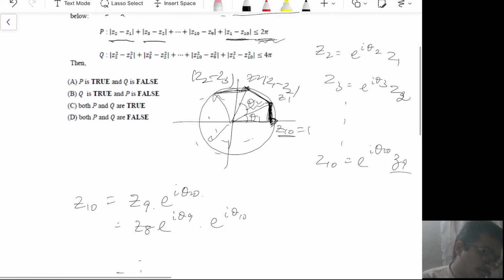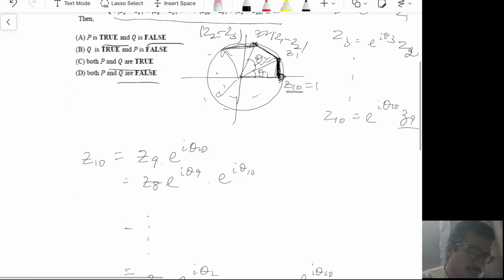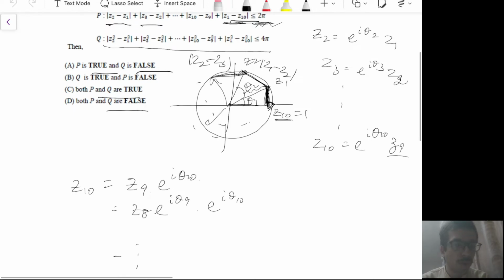There are two similar assertions, p and q. In q, similar to p, the complex numbers are replaced by their squared values, and we need to tell which one is true and which one is false. So let's look at the assertion p first. Here we are given the lengths of the chords, and the assertion states that the sum of these lengths should be less than or equal to 2 pi. Let's see whether this is true or not.